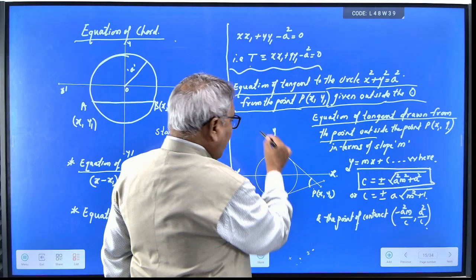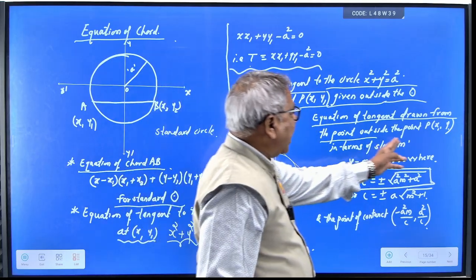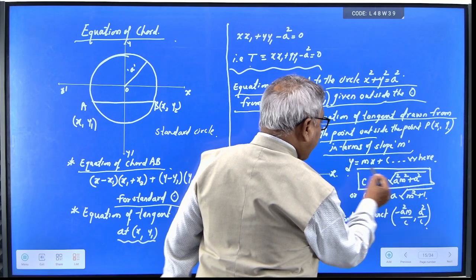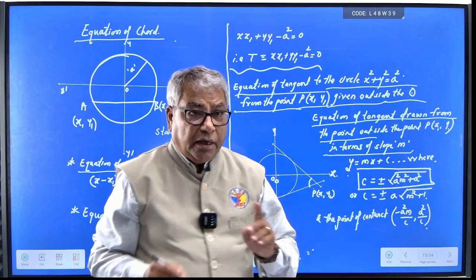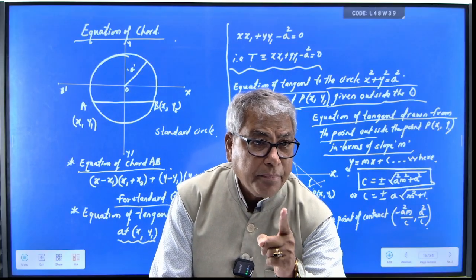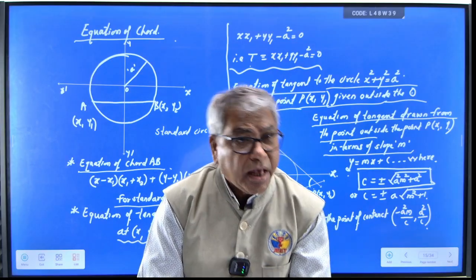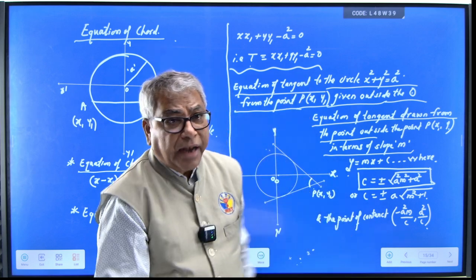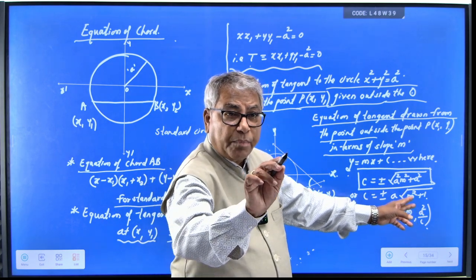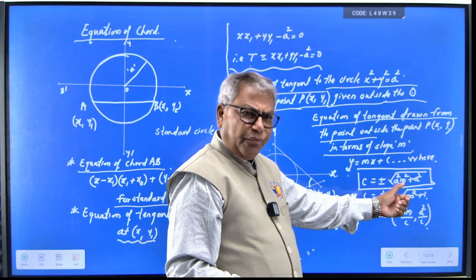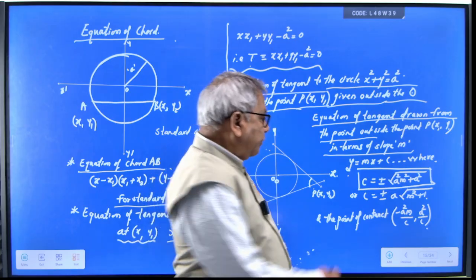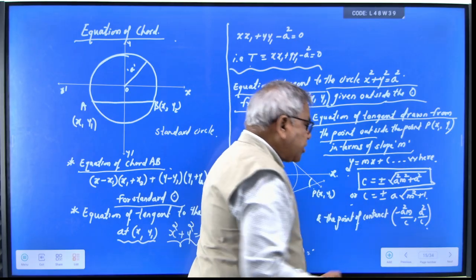Here I showed two tangents can be drawn from the point P(x1, y1) outside, in terms of slope m. y is equal to mx plus c. It is an equation of a line in terms of slope m, not at the point but from the point, and c is equal to plus or minus root of a square m square plus a square. Try to write it like this: if you take a square common, c is equal to plus or minus a root of m square plus 1. This is called the condition of tangency.